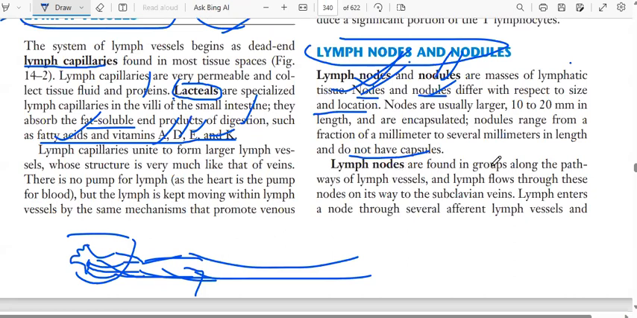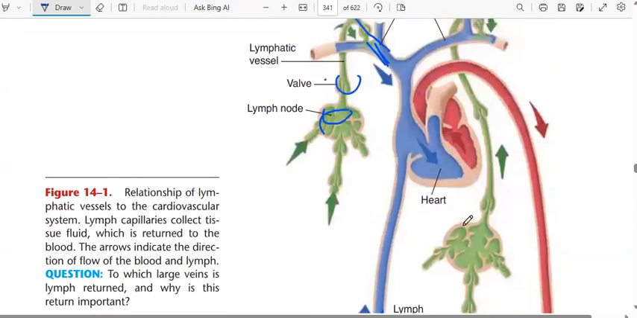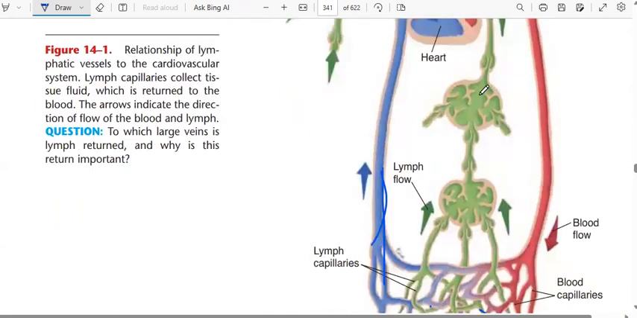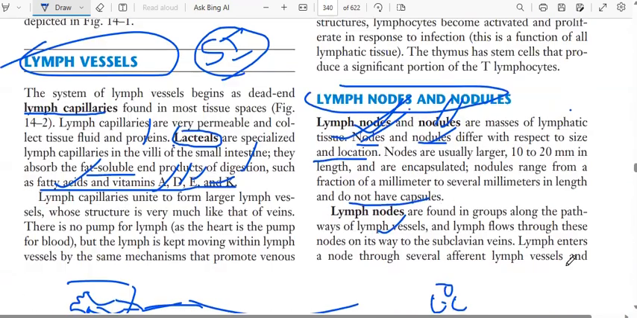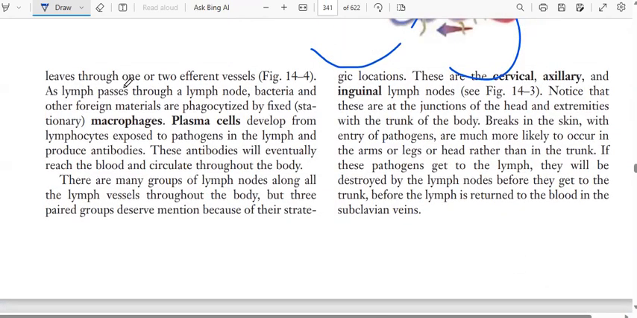Lymph nodes are found in groups. Where lymph nodes are present, there are groups of them. They are present along the lymphatic vessels. If you see, this is the pathway, and in the pathway we have lymph nodes. This is a lymph node, this is a lymph node, this is a lymph node. They are grouped close to the subclavian veins. Lymph enters a node through several different lymph vessels and leaves through one or two different vessels.